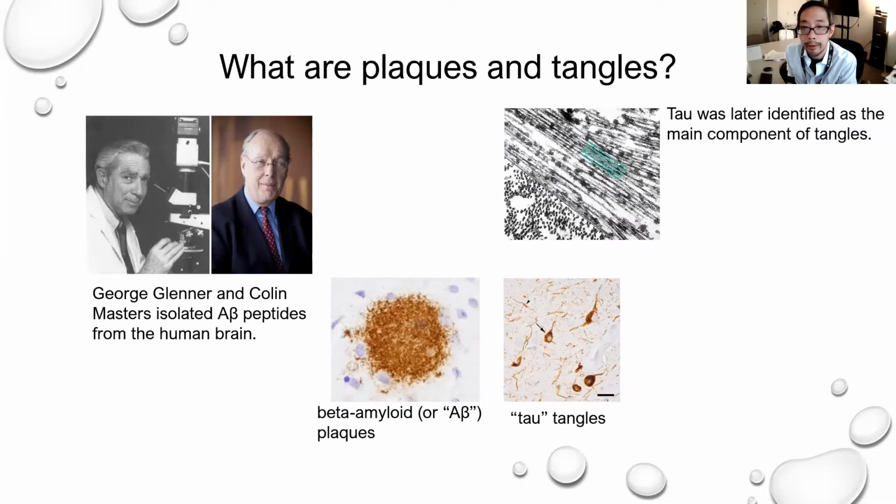So later on, several other groups have identified the primary component of these tangles, these twisted structures within the diseased brain, and they identified the modified form of tau as the primary component of these tangle structures.